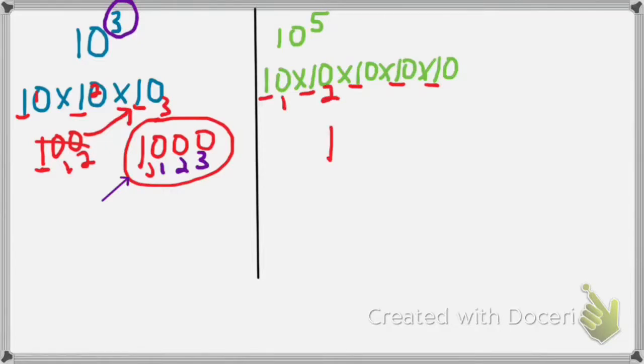Now how many zeros do I tack on? 1, 2, 3, 4, 5. I tack on 5 zeros. And guess what? I have a 1 with 5 zeros, and my exponent is 5.